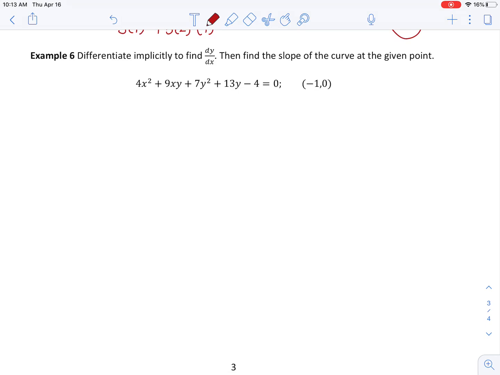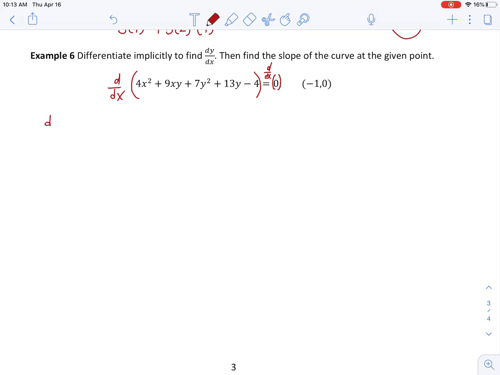Alrighty, the very last one. Who's still with me? Alright, we're going to differentiate this longest equation and we will find the slope of the curve at the given point. This is long, but I mean, we got this. We're going to take the derivative of the left side. And if you take the derivative of the right side, oh, you already know that's just going to be 0.